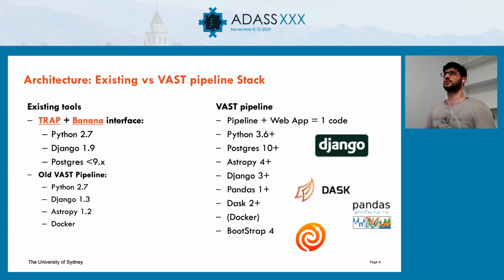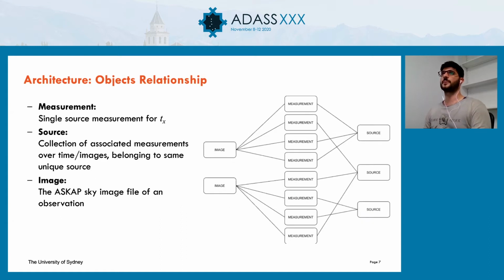Let's have a look at the architecture. Essentially, previous existing tools like TraP and the old VAST pipeline were in older versions of Python packages, but we decided to upgrade everything and make use of the latest features, for example, the latest features of AstroPy. So we adopt a very simple relationship between images and sources.